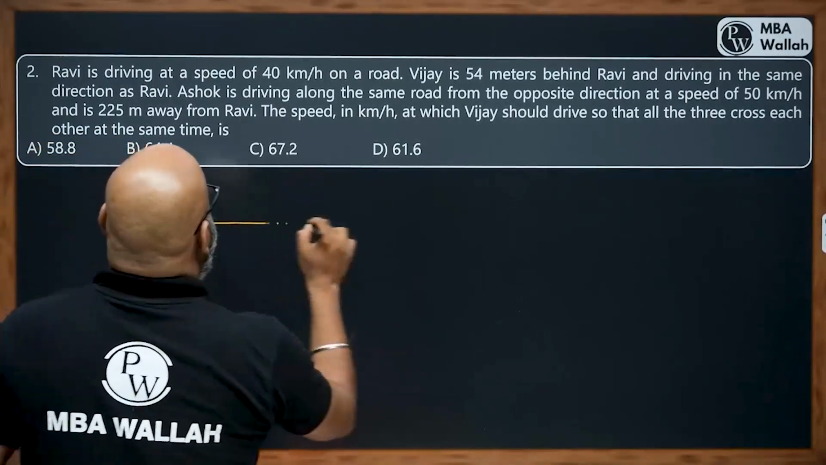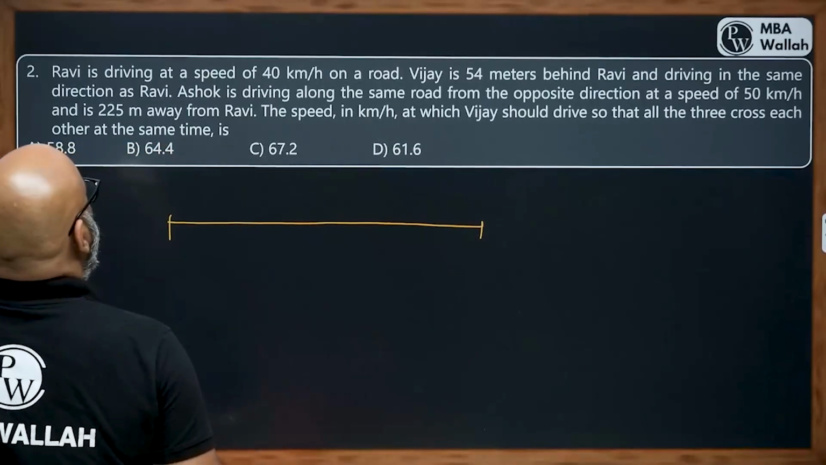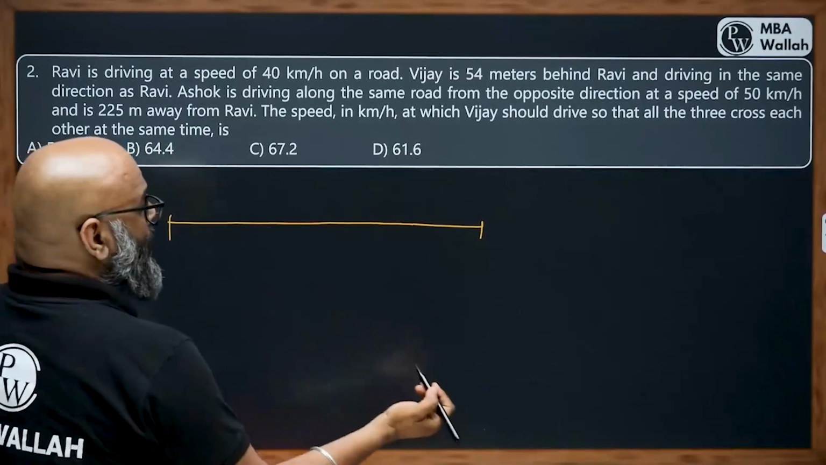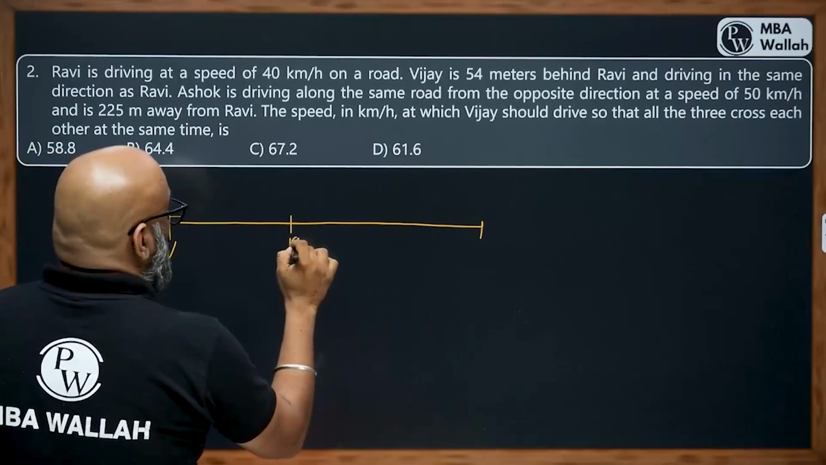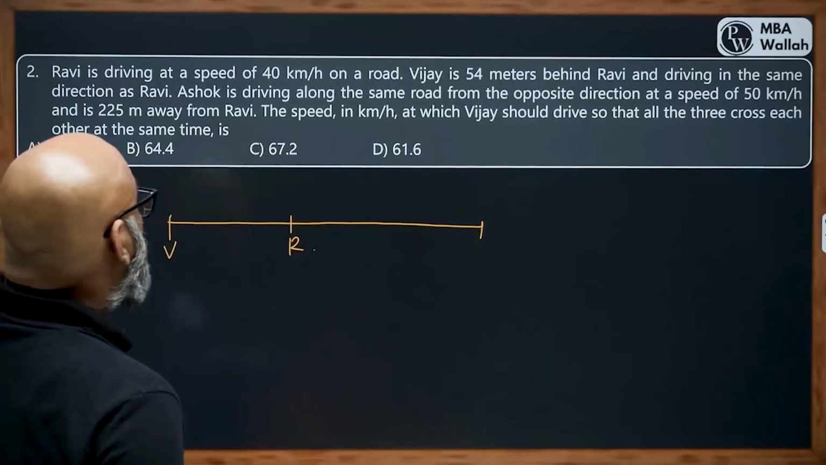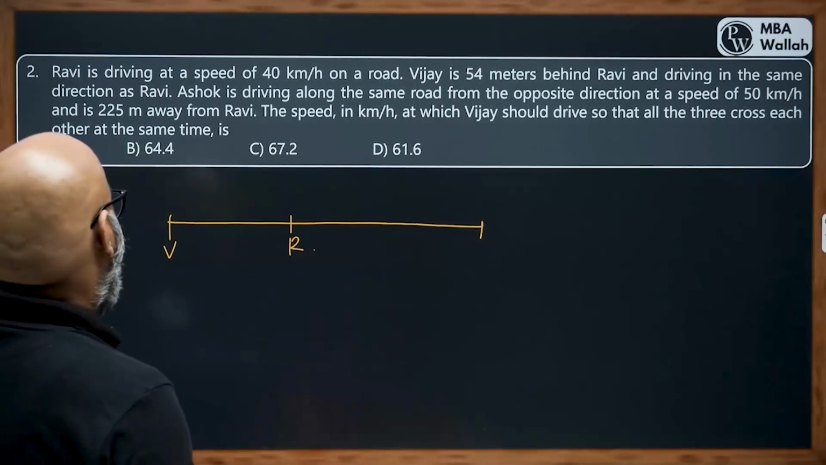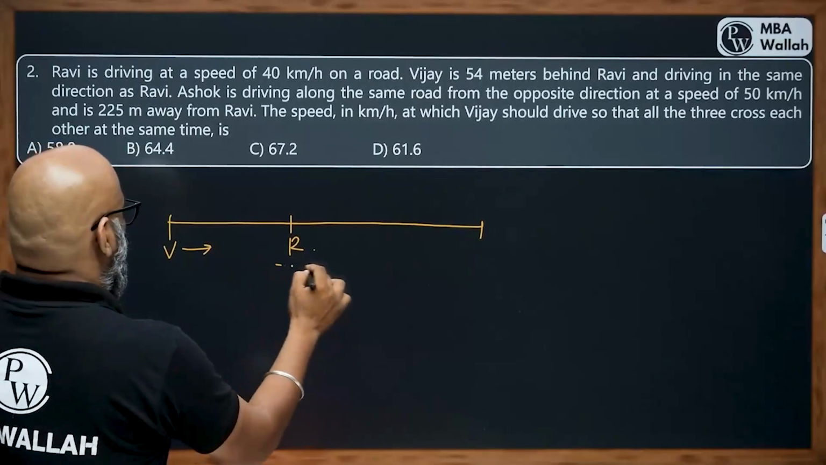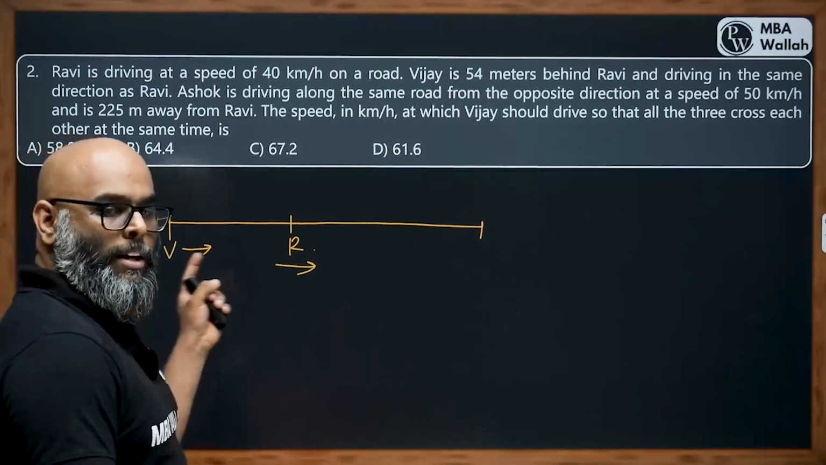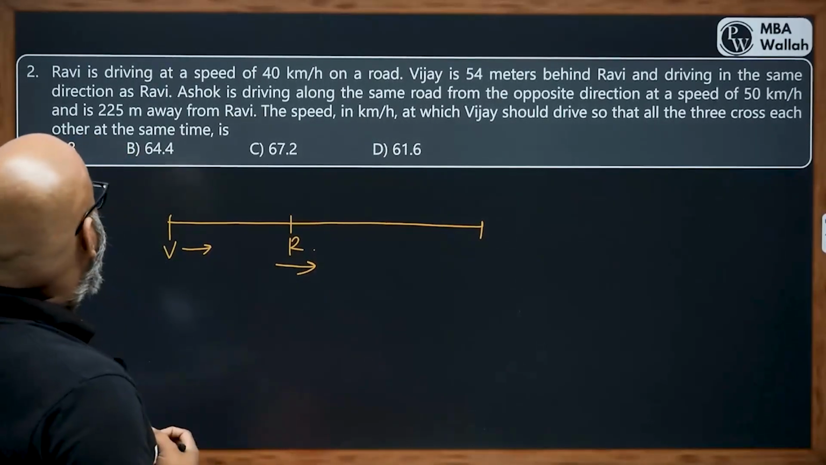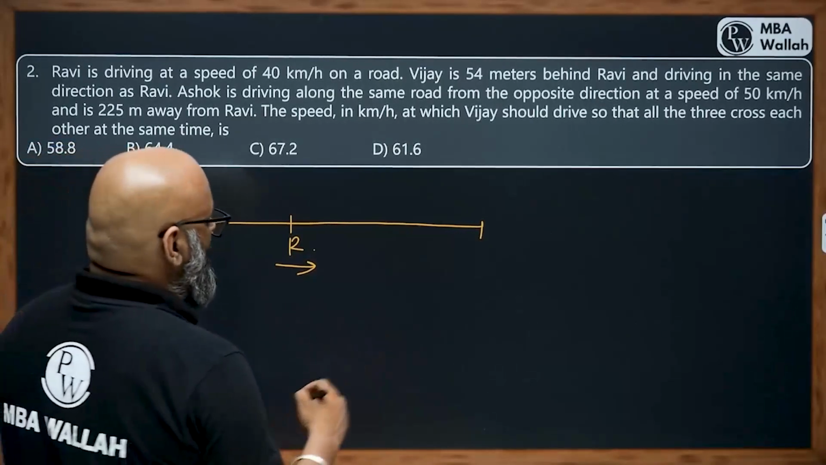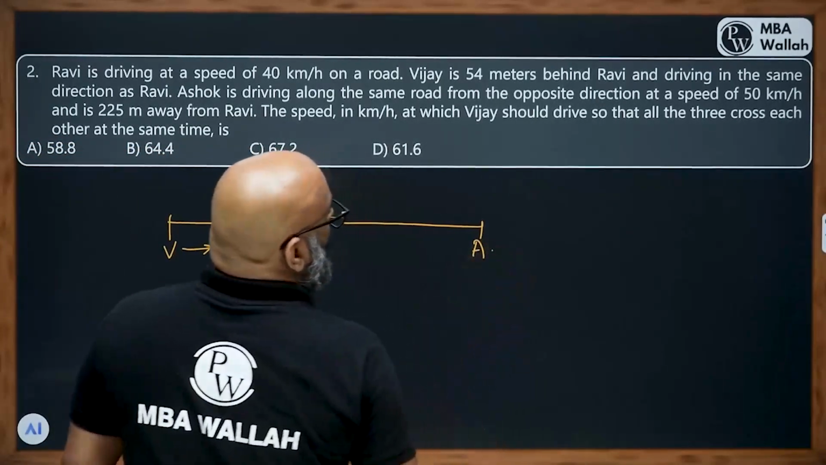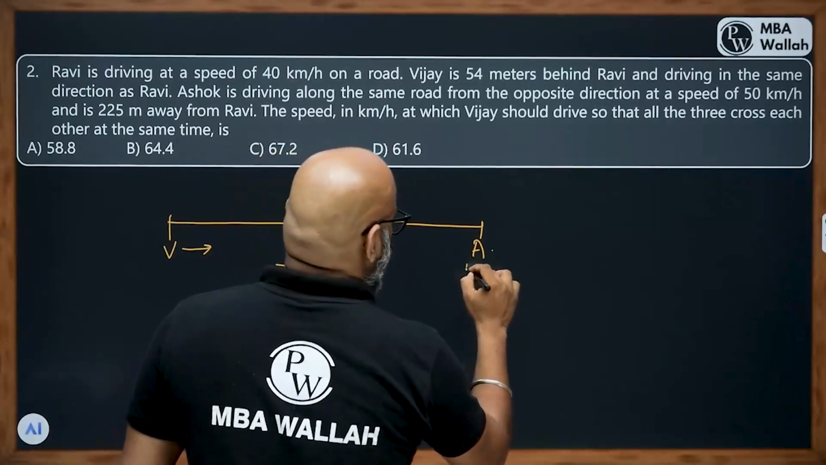Ravi is driving at a speed of 40 kilometers per hour. Vijay is 54 meters behind Ravi. So if I put Vijay here, now Ravi is here, in the same direction as Ravi. So both of them are traveling in the same direction. Vijay has to be behind in the same direction. Ashok is along the same road from the opposite direction. So Ashok is here and he's traveling at 50 kilometers per hour.